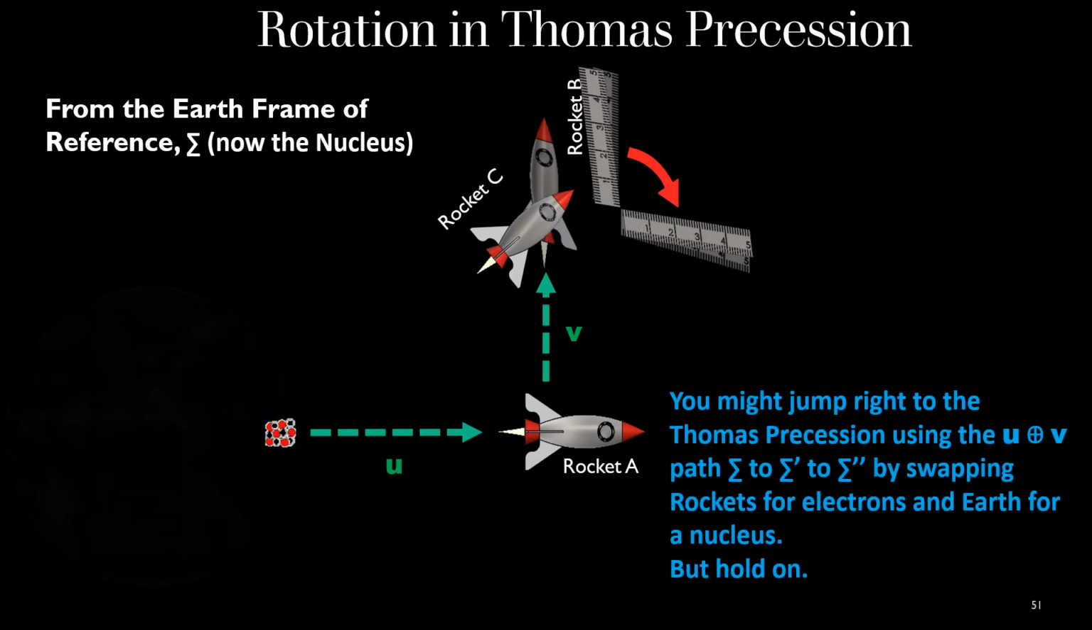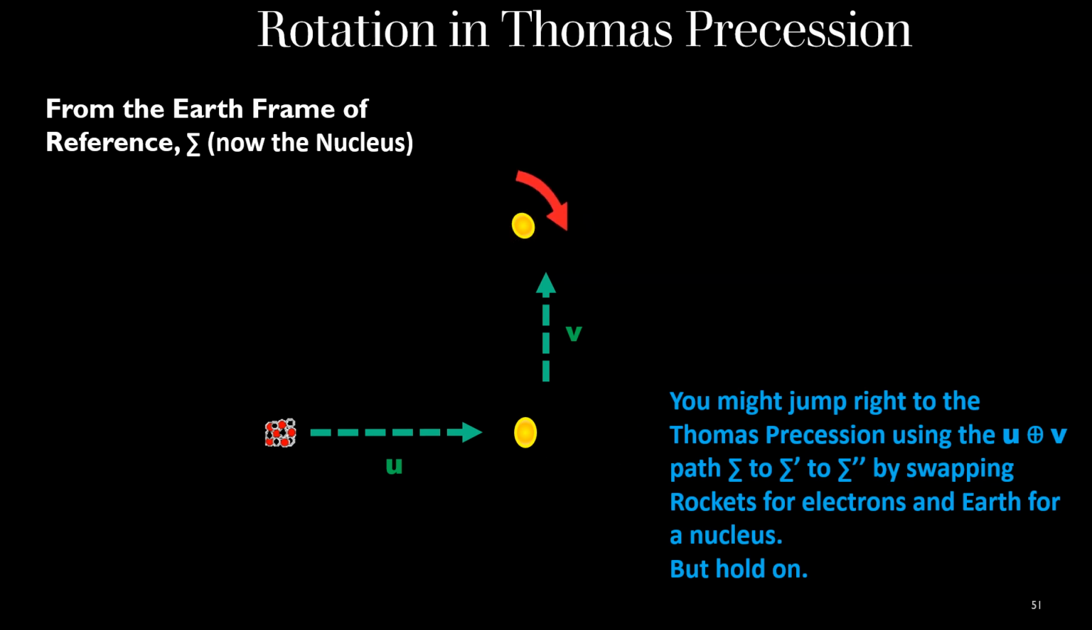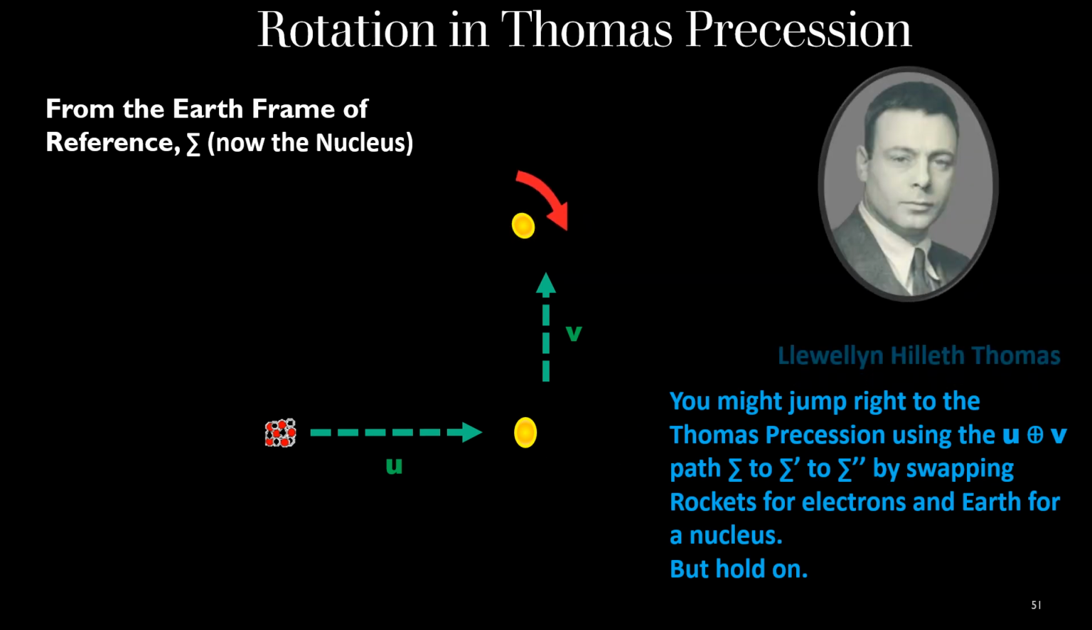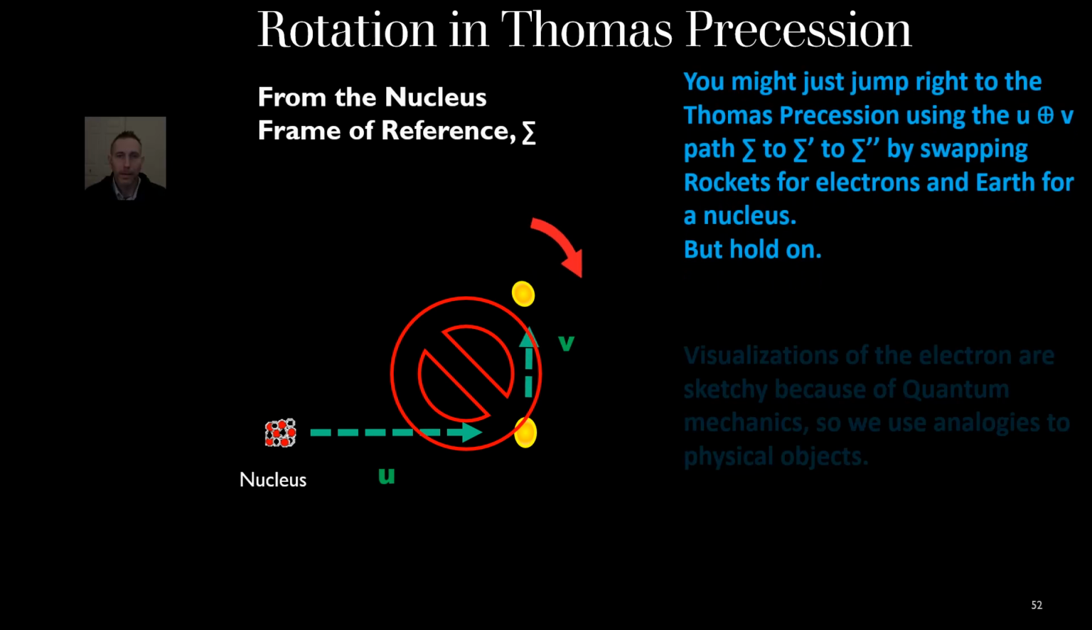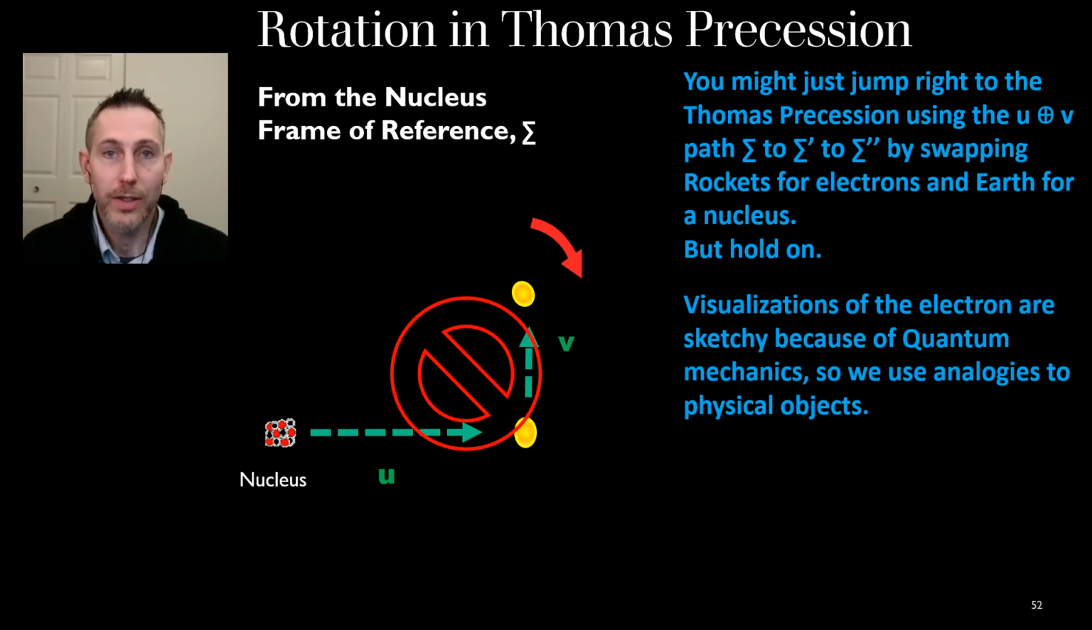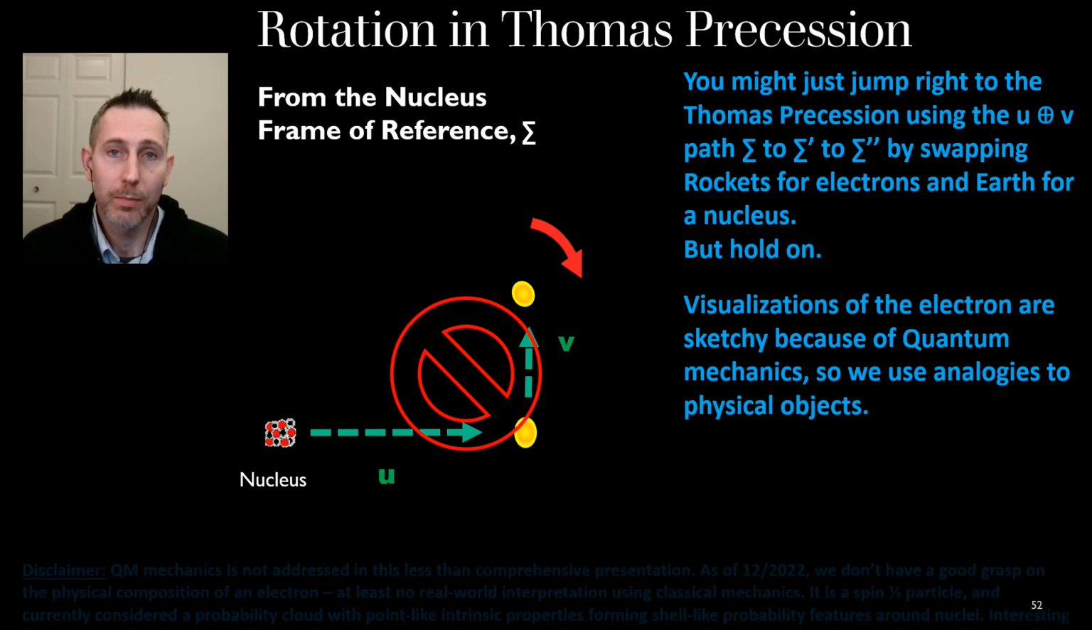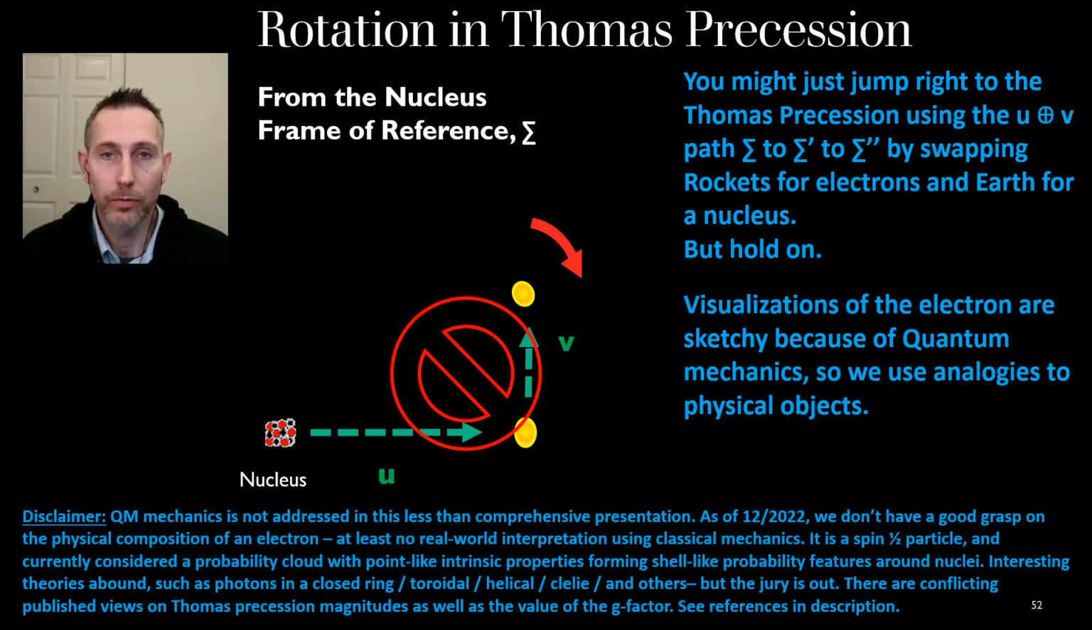You might be tempted to jump right into the Thomas Precession, swapping out rockets for electrons and the Earth for a nucleus. But hold on. Depictions of the electron are sketchy endeavors at best, and to simplify, we use analogies to physical objects. Also, please note there's a huge disclaimer. We're not covering quantum mechanics in this presentation, and there are some conflicting views about the Thomas Precession. Please check the notes in the description.